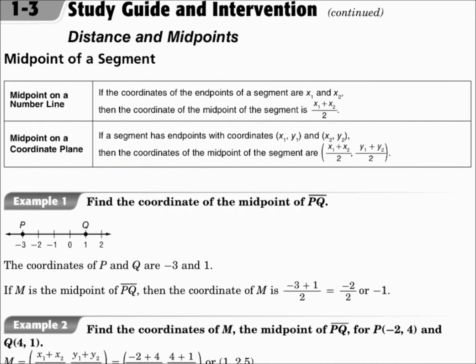Midpoint of a segment. The midpoint on a number line, you take the coordinates, add them together, and divide by 2. On the coordinate plane, the midpoint is found by adding the x's and dividing by 2, and adding the y's and dividing by 2. Your answer for each of these is a point. It is the midpoint, the point in the middle of the segment.